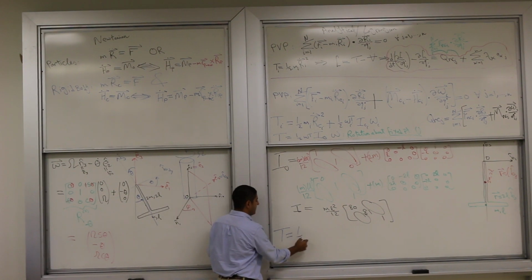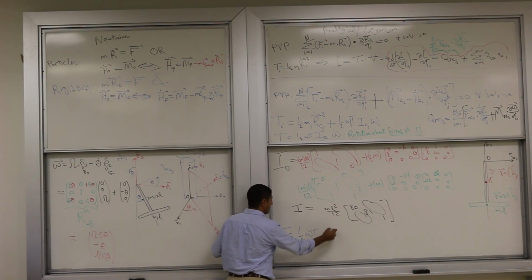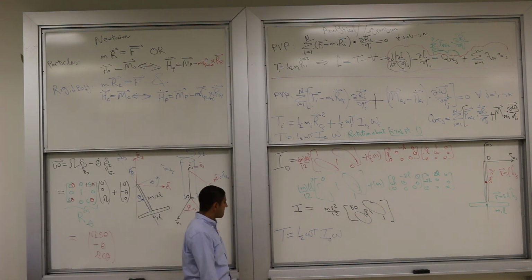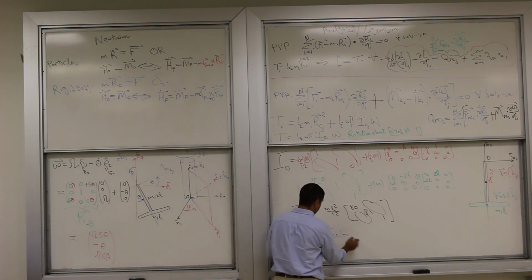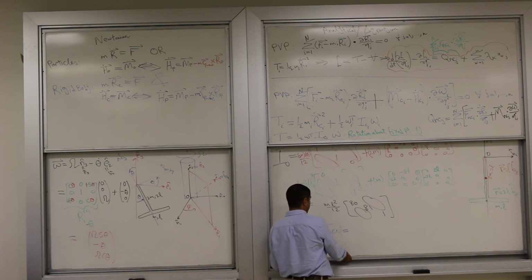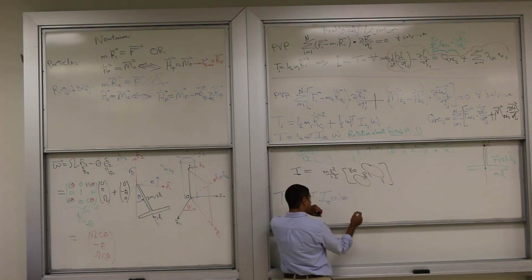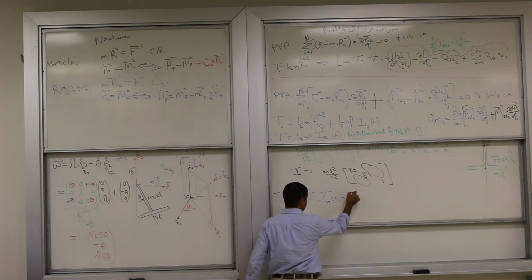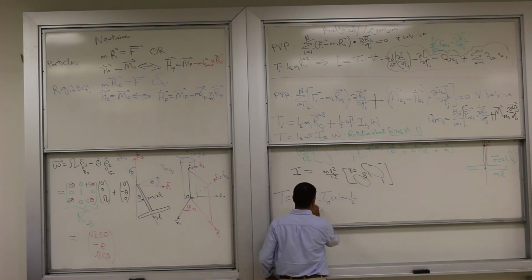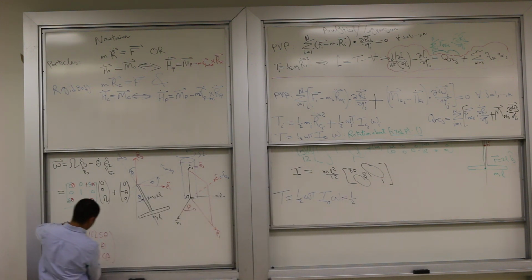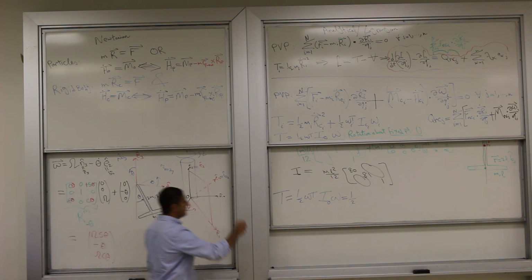Energy, which is 1/2 omega transpose I omega. I'll give you some time to write. But just bear with me for a minute, please. This is 1/2. Omega is a vector, it's a column here. The transpose is just a row.